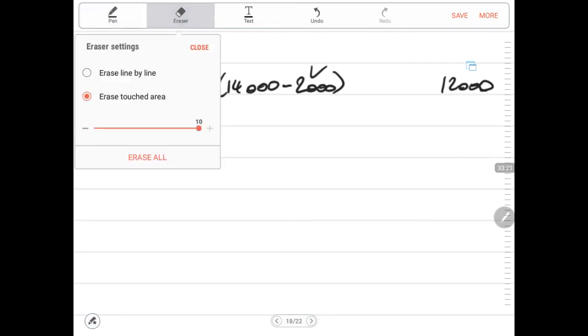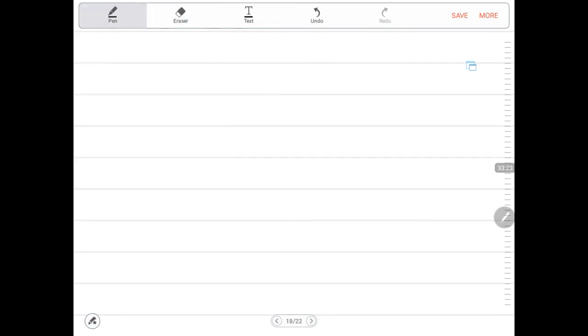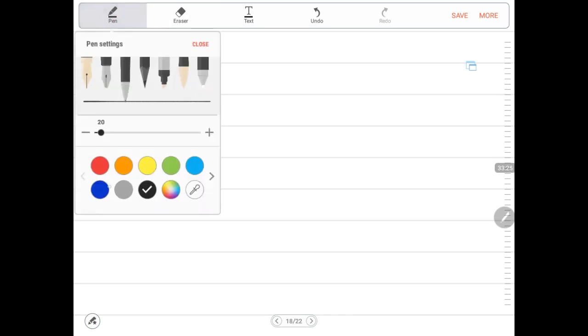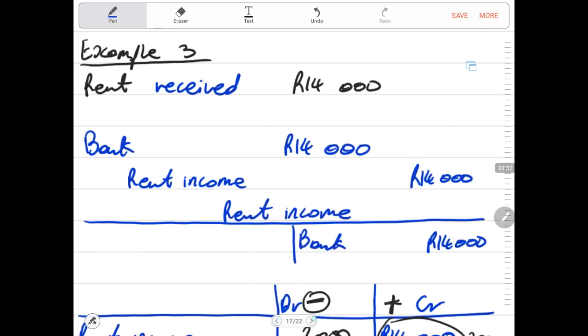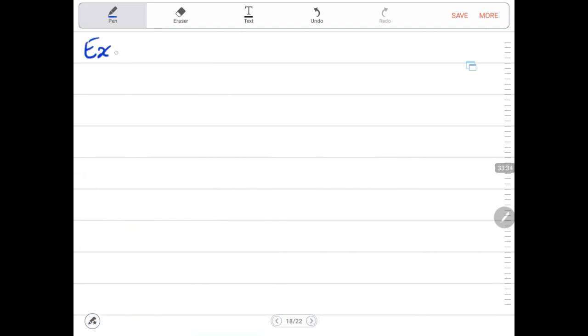Now let me go to the last scenario. For the last scenario, I'll use the blue ink. It's example number 4. Did I say example number 3? Yes, example number 4.